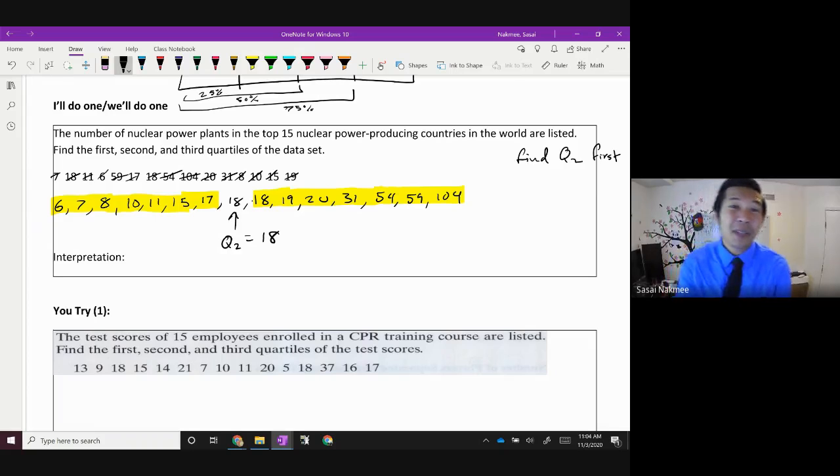Which, by the way, is the same thing as my median. My median is 18. Well, guess what? Q2 is also your median. They're the same thing. Q2 is also your median. Okay?